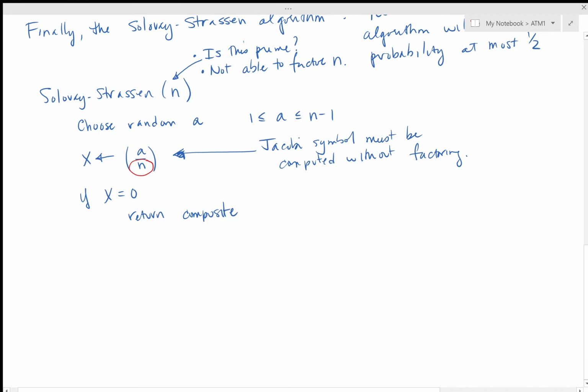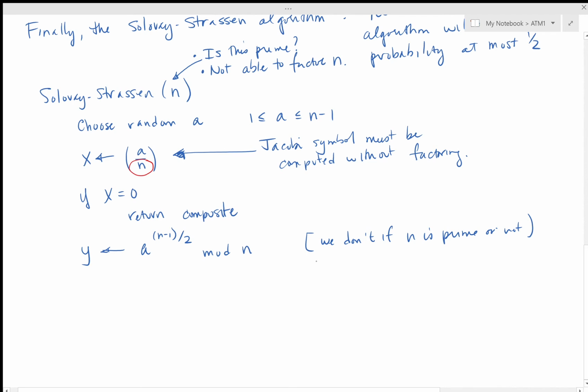If it comes back otherwise, we are now in the case where the algorithm is going to continue. That means that x would be 1 or minus 1. So we now continue, and we compute y in this manner: a to the (n minus 1) over 2 mod n. That can be done without factoring n. So we don't know if n is prime or not. That's what we're trying to figure out.